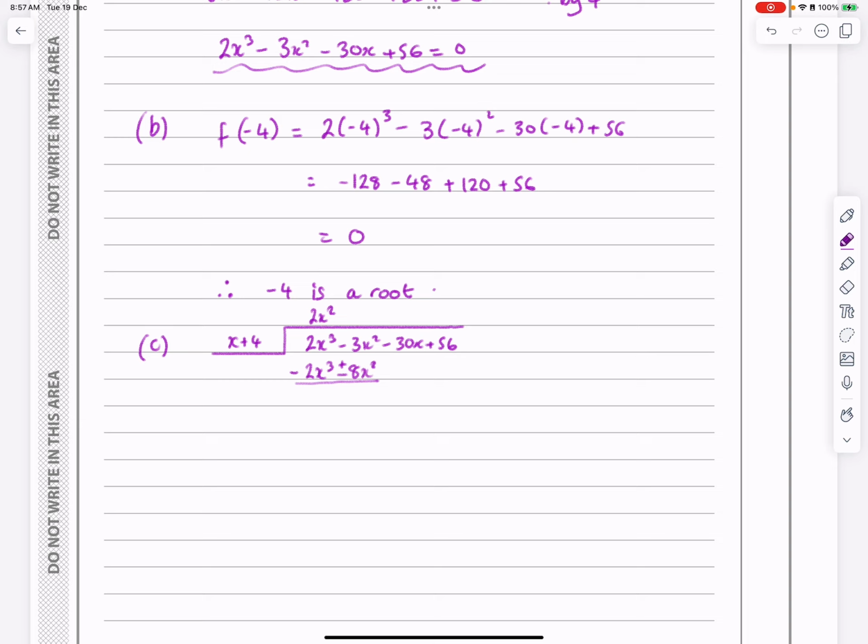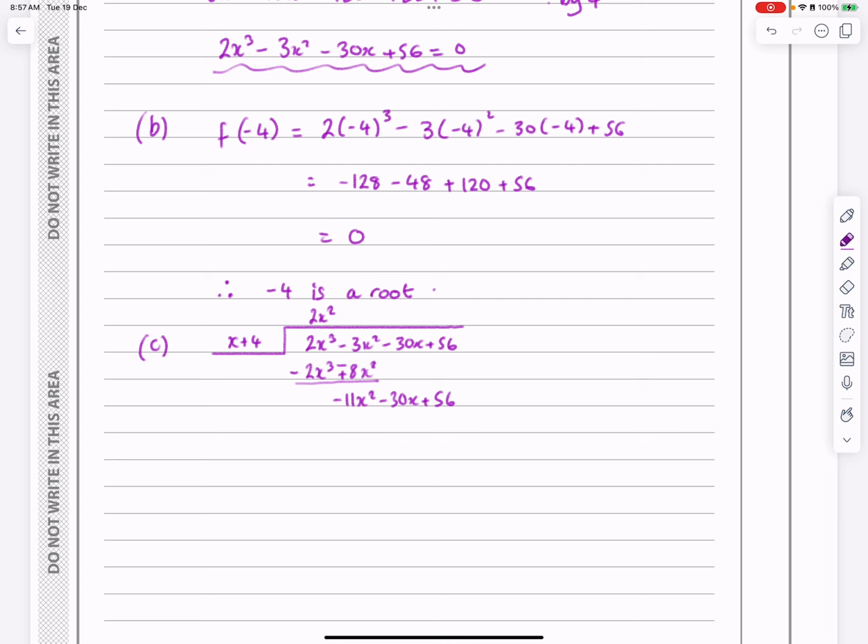Was that plus 8 originally? Sorry, let's just have a look at that. That was plus 8 originally, excuse me. 2x squared times 4 is plus 8x squared. So then when we subtract it becomes minus. So minus 3 minus 8 is minus 11x squared. Bring this all down. And now we basically just go through and repeat that process.